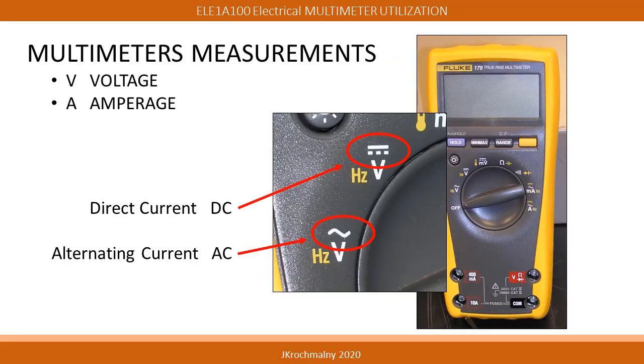The multimeter has a capability to measure electrical properties of voltage, amperage, and resistance. As we may already understand, voltage and amperage may come in either alternating current AC or direct current DC forms. Whether measuring AC or DC, multimeters can be configured to read both forms.